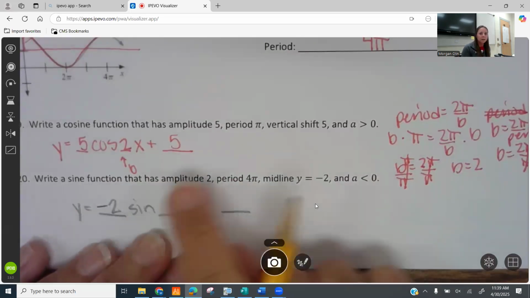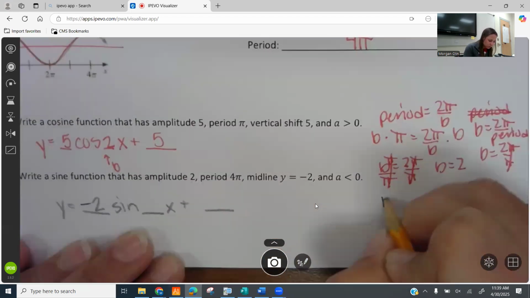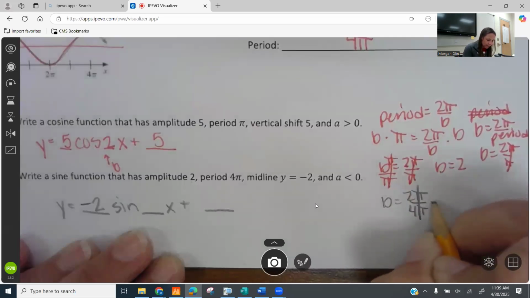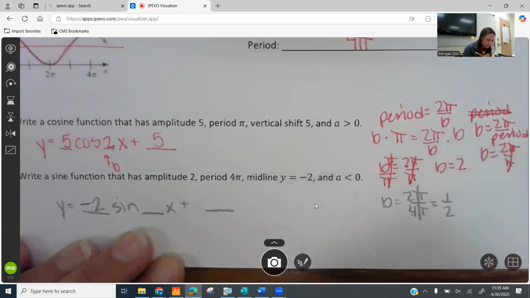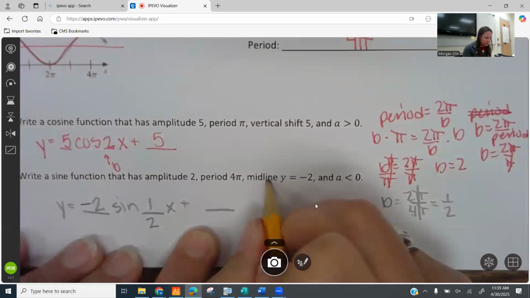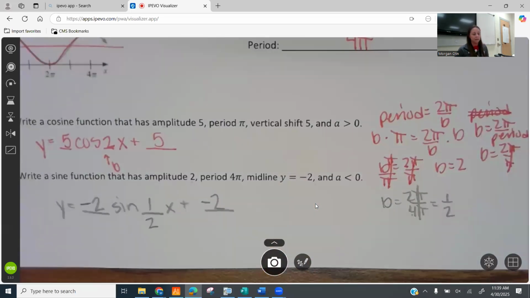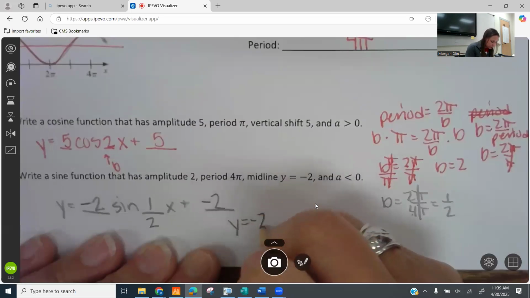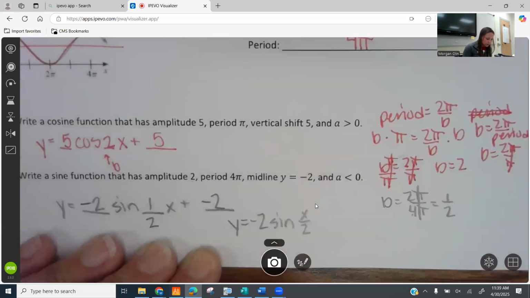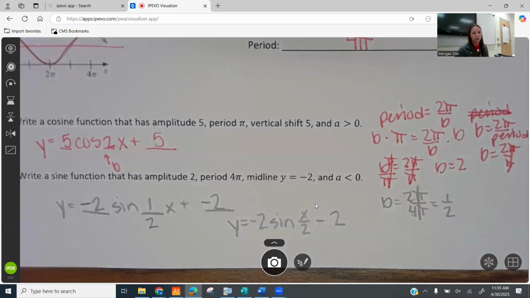All right, my period is 4 pi. Now, I don't care what formula you use. If you just want to use b equals 2 pi over period, so over 4 pi, you'll realize 2 over 4 is 1/2. So my b value is 1/2. And then my midline is y equals negative 2. So I just put a negative 2, or you can put minus 2. So y equals negative 2 sine of, you can even have x over 2, or theta over 2, and then minus 2 like that.